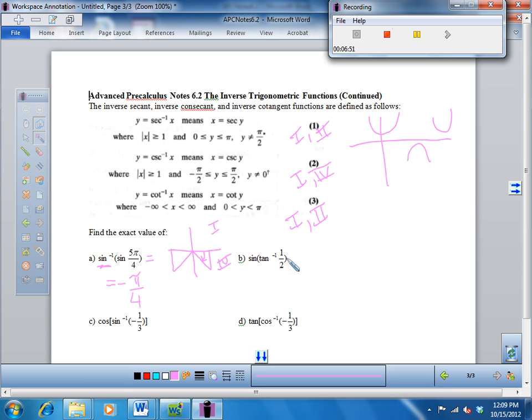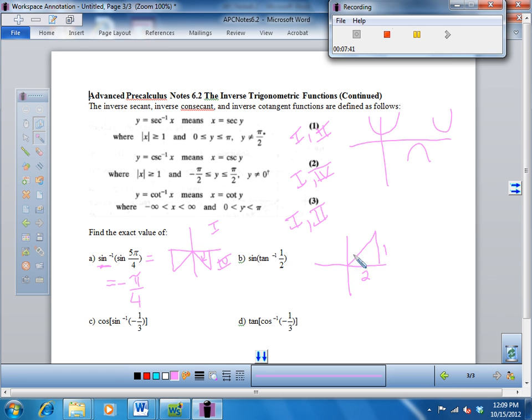So this one, which quadrant am I going to be in for this one? Sine of inverse tangent. Where is everything positive? Where is everything positive? I just showed you that. Quadrant 1. So if it's positive, you just have to draw the picture in the first quadrant. That's easy. Okay? And a tangent is opposite over adjacent, so I'm going to put 1 there and 2 there.